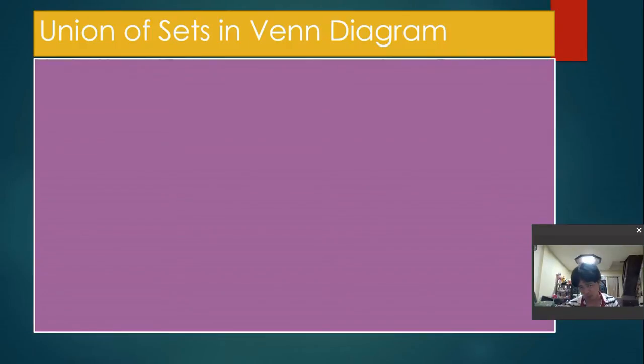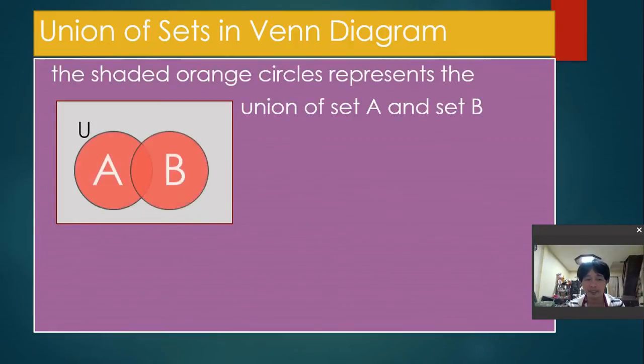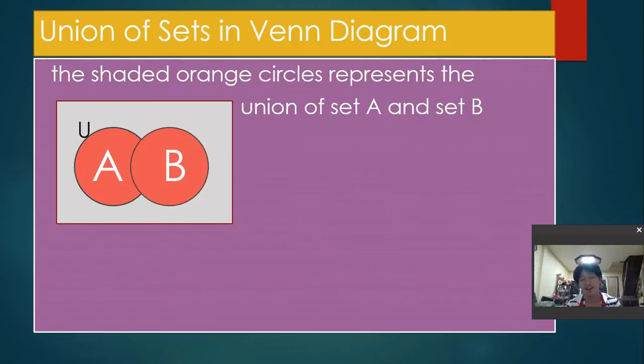Here is the Venn diagram of the union of sets. So in the Venn diagram, there is a quadrilateral or a rectangle. Then there is U, which stands for universal set. And there are two circles given: circle A and circle B, where circle A stands for set A and circle B stands for set B. Now, the shaded orange region represents the union of set A and set B. All of the orange you have seen represents the union of set A and set B. Do you understand? Okay.